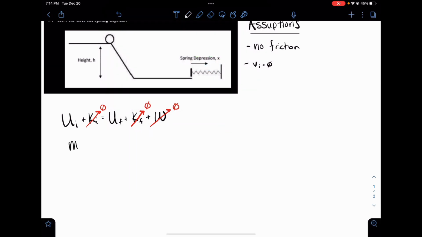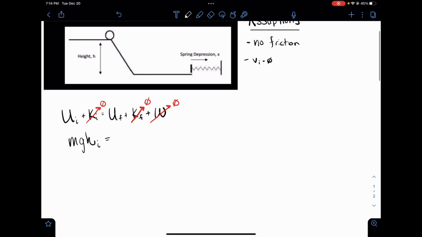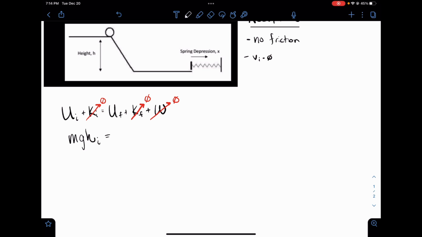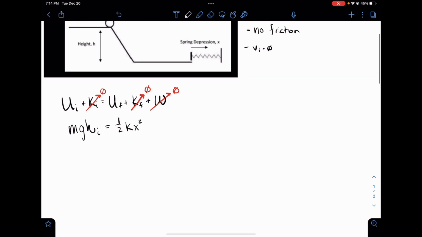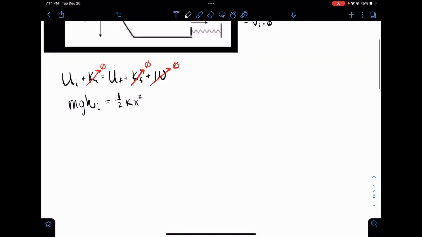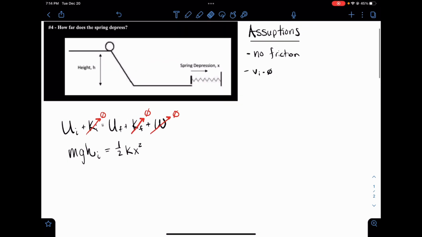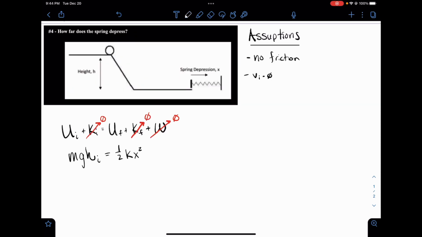The first potential energy is completely due to height, so we have an initial height, but U final is solely due to the compression of the spring. So potential energy due to a spring is 1/2 k, k being our spring constant, times x squared, x being the compression or displacement from equilibrium in the spring. And in this situation, we want to solve for x. X equals 2 times mgh, all divided by k, to the 1/2. And that's our final answer.